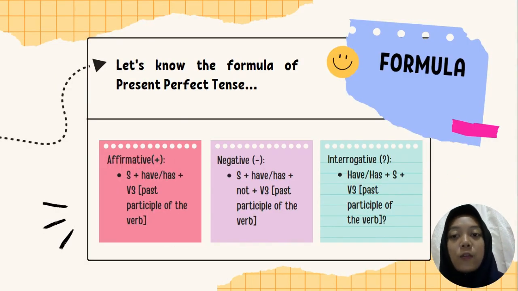The formula of present perfect tense is subject plus have or has plus verb 3, and the negative is subject plus have or has plus not plus verb 3, and the interrogative is have or has plus subject plus verb 3.